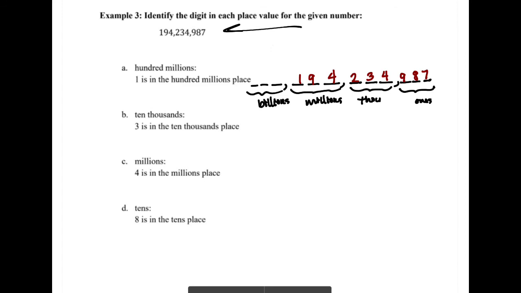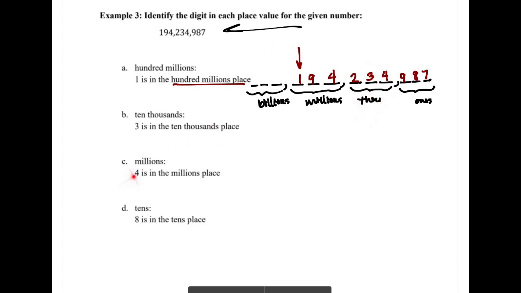Okay, so maybe if you did this, made a little chart for yourself and placed it in there, it would be really easy for you. Because the 1 now, you can see it's in the third space of the millions, so it's 100 millions. And the 3 right here is in the middle space, so that's the 10 thousands.